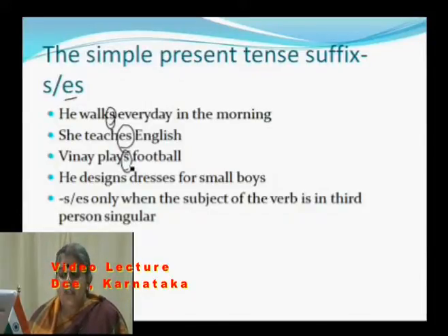The fourth example: he designs dresses for small boys. So, here also the suffix s is taken. Now, why not dresses? Dresses is a noun, a naamapada, and it is in the plural, dresses. So, though it has taken an es form, don't get confused. It is not a verb. Now, look at the explanation. S and es are taken only when the subject of the verb is in the third person singular. If it is not in third person singular, it shall not take an s or an es form.